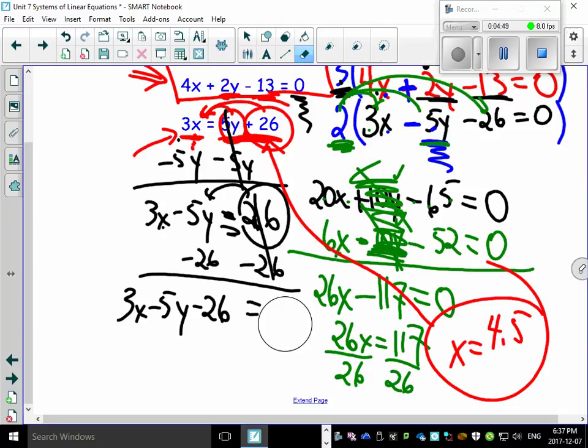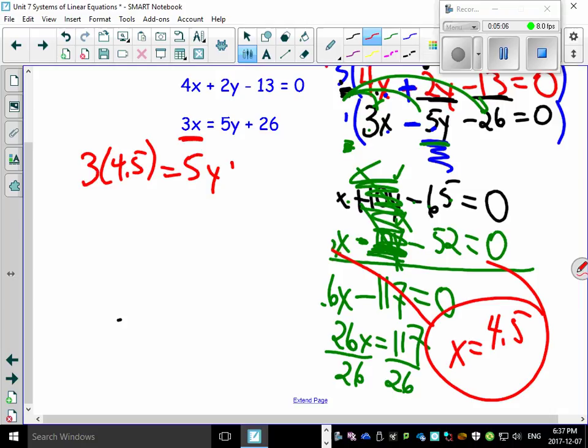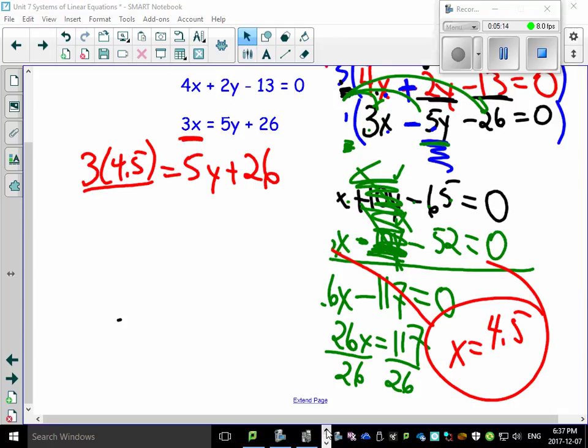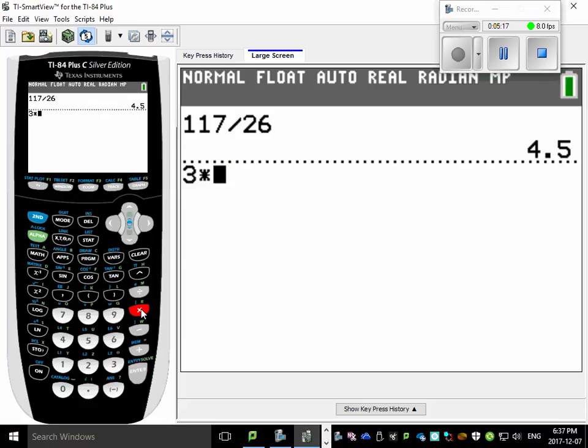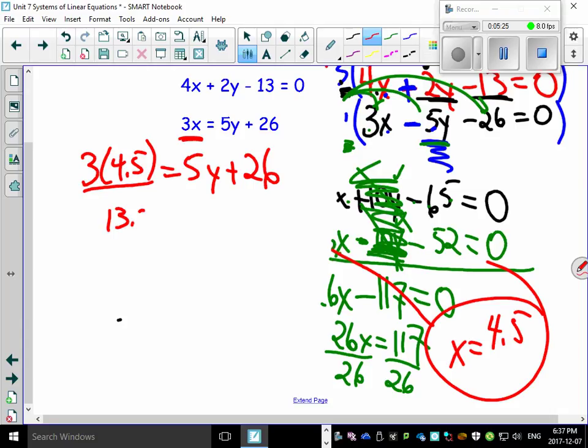So let's clean this up and let's get this all looking good. There we go. Now, I don't care which one you substitute into. Let's substitute into this one. Who cares? 3 times 4.5 equals 5y plus 26. Multiply that together, 3 times 4.5. Bring up your calculator if you can't do it. 3 times 4.5 works out to be 13.5. Great. 13.5 equals 5y plus 26.